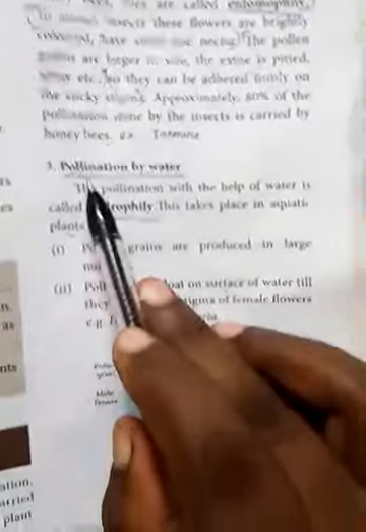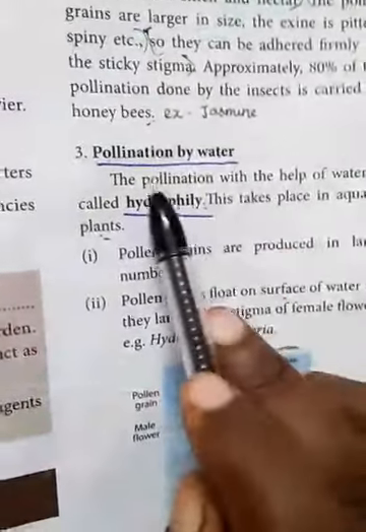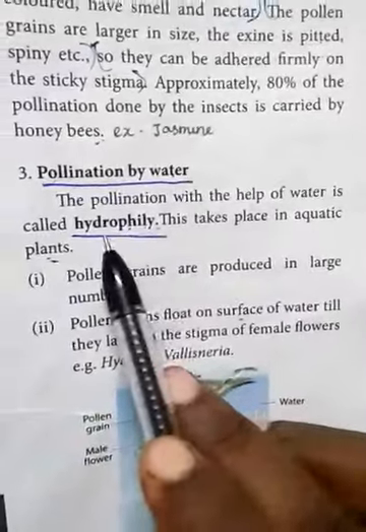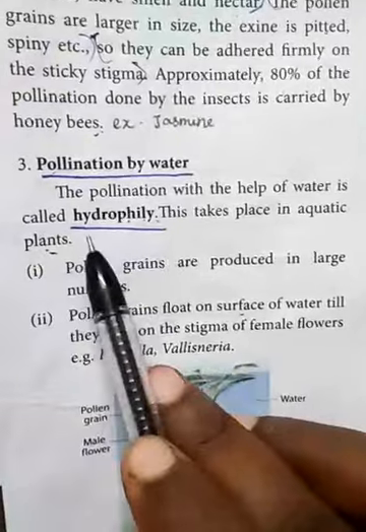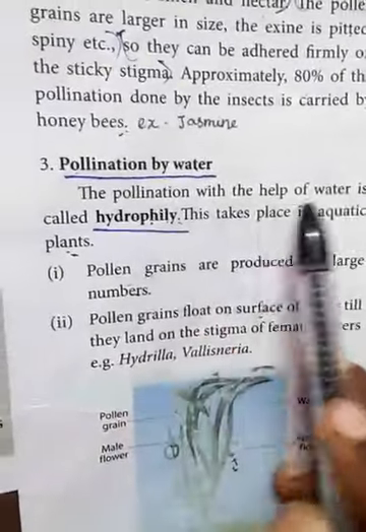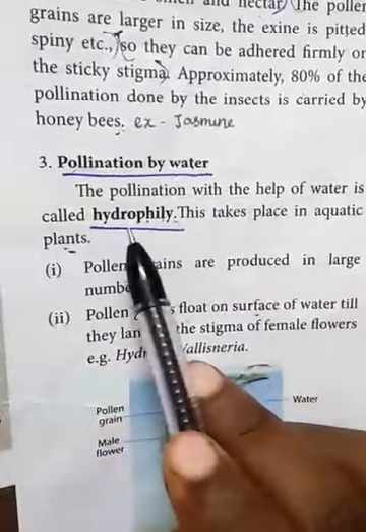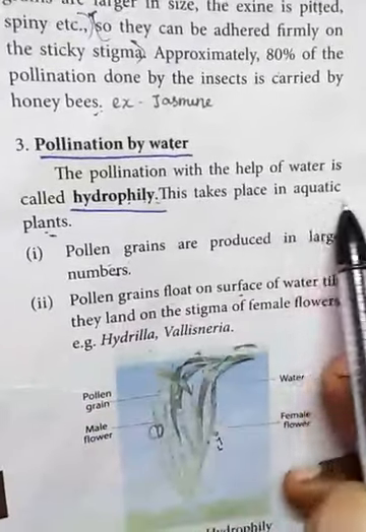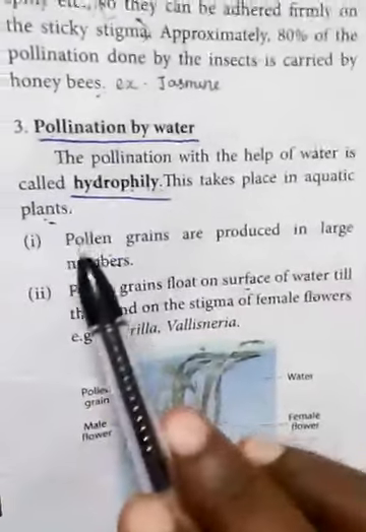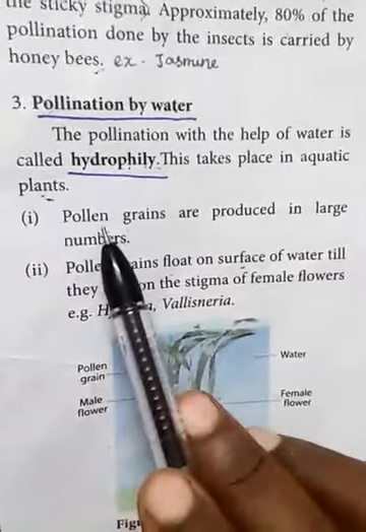The next pollinating agent we are going to study is water. When the pollination is carried out with the help of water, it is called hydrophily. Hydro means water, phily means liking. So the pollination with the help of water is seen mostly in aquatic plants. Aquatic plants means the plants which are growing in water. Now what are the features of these hydrophilous flowers?